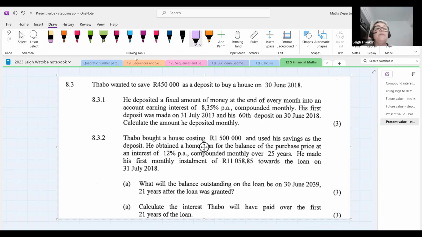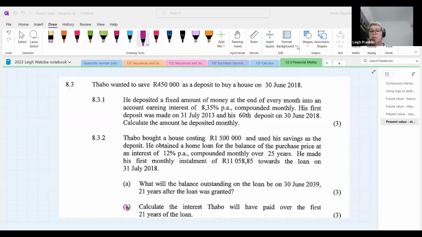All right, calculate the amount of interest that Thabo will have paid. This is supposed to be a B here, over the first 21 years of the loan. So that's actually why we're doing this question. But the whole thing is part of the same question. So can you see here's the six marks? All on matric stuff. So the other 9 marks presumably would have been a mixture of matric and grade 11 stuff.